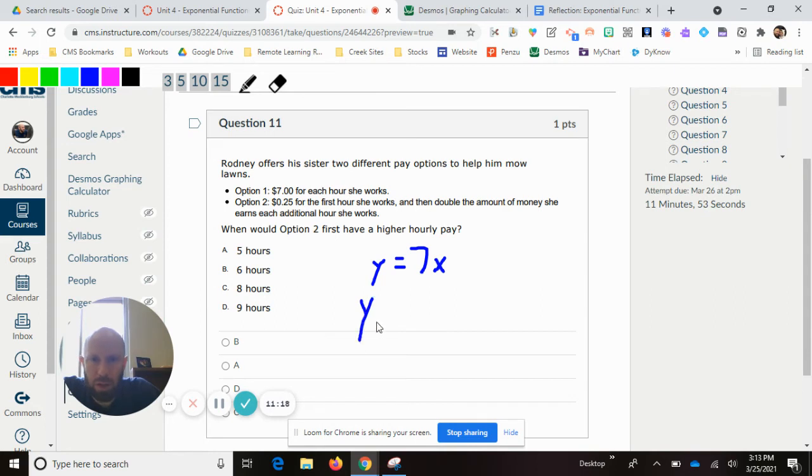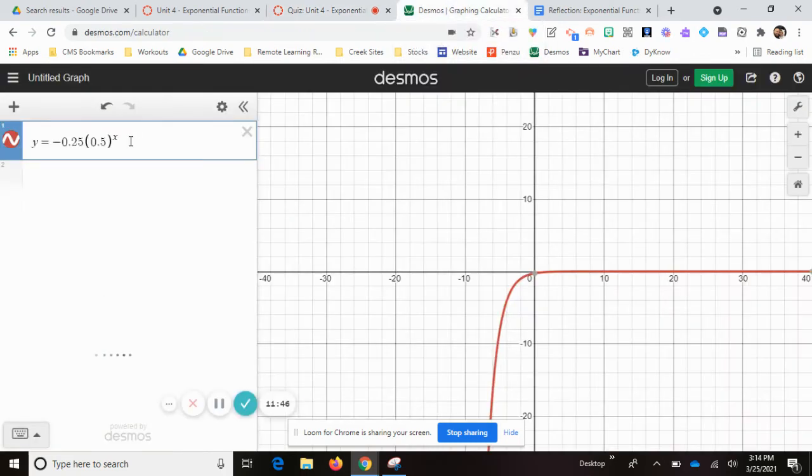Our second one then, for the first hour, you're getting 25 cents, and then it's doubled. So 25 cents is the initial. We're then doubling, that's the growth or factor rate, so 2. We don't know how long worked for. So when would option 2 have the higher hourly wage? So once we graph these, we need to see once option 2, once this one is more. So we go back to Desmos, our first one, y equals 7x.